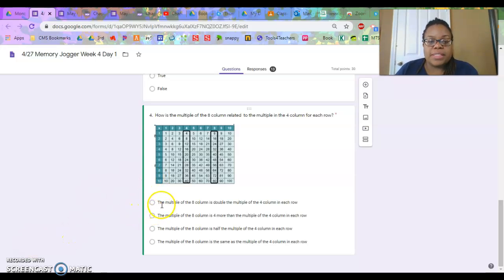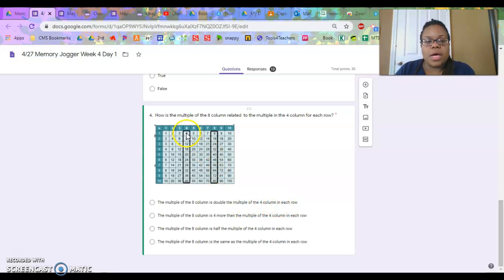So here it says the multiple of the 8 column, 8, 16, 24, 32, and so forth, is double the multiple of the 4 column.